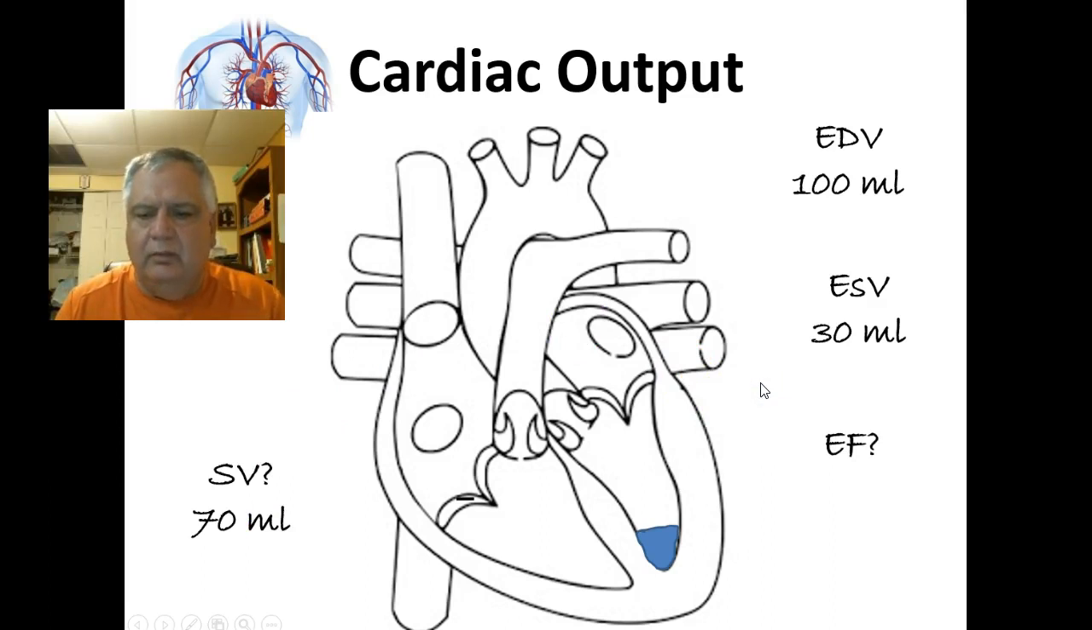Now here's that third term that we talked about, which is the ejection fraction. So what would be the ejection fraction? Remember, that's the percentage of blood that was ejected during systole from the left ventricle. So we know the amount of blood was 70 milliliters. 70 of 100 milliliters was ejected. So what's that fraction? That would be 70% of the blood was ejected.